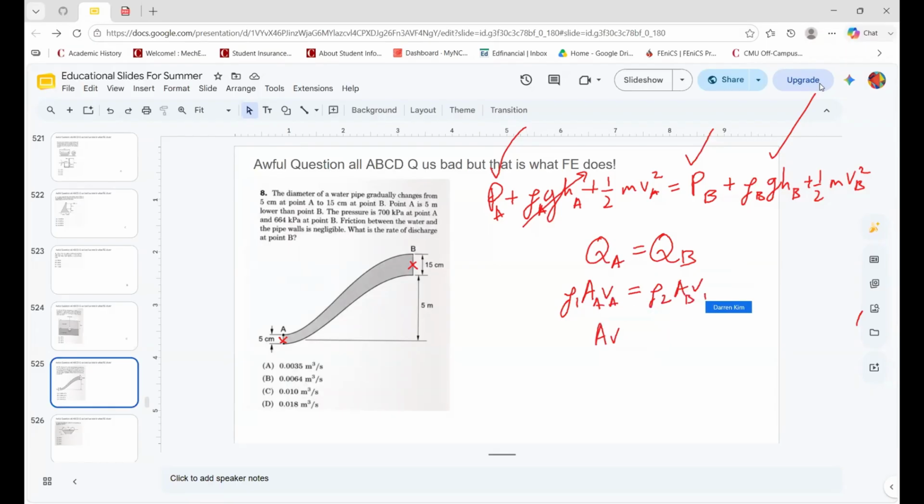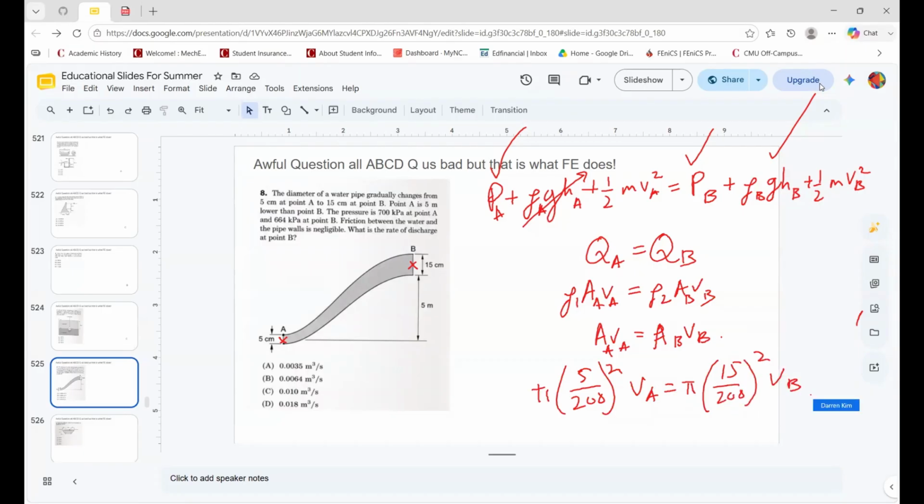Rho A VA equals rho B VB. We know that AA VA equals AB VB. That must be true. So this is a pipe with a diameter, so A is basically equal to pi times (5 divided by 200) squared, VA equals pi times (15 divided by 200) squared, VB. Now we have two equations, two unknowns, so we can solve it now. But how do you want to solve it? Because this question becomes a pain to solve, because it's a polynomial now. So what were we looking for? The discharge rate. So get everything in VB form.